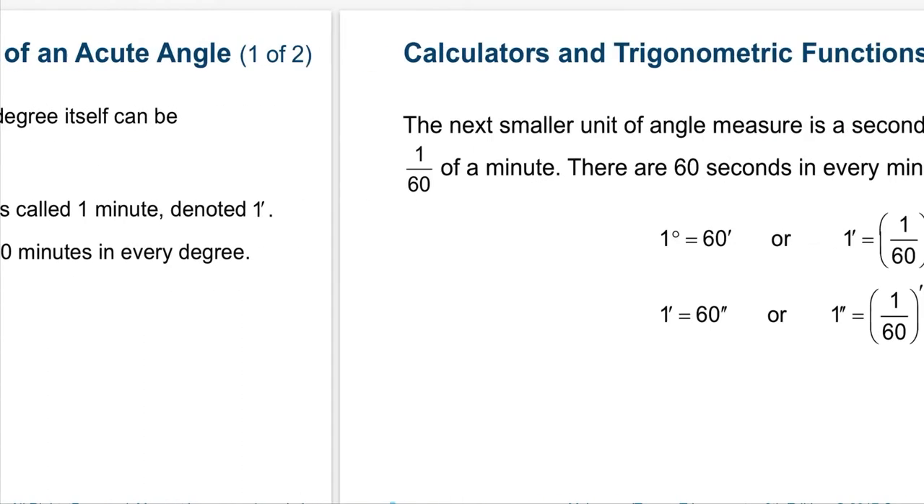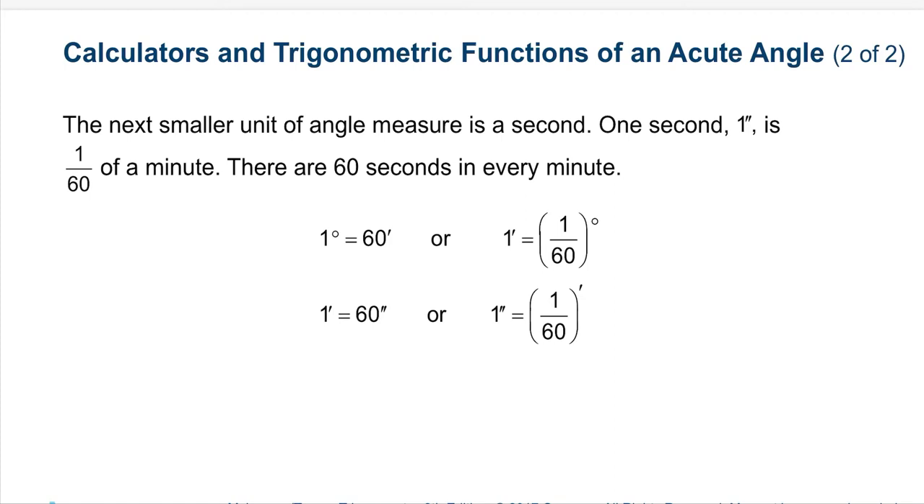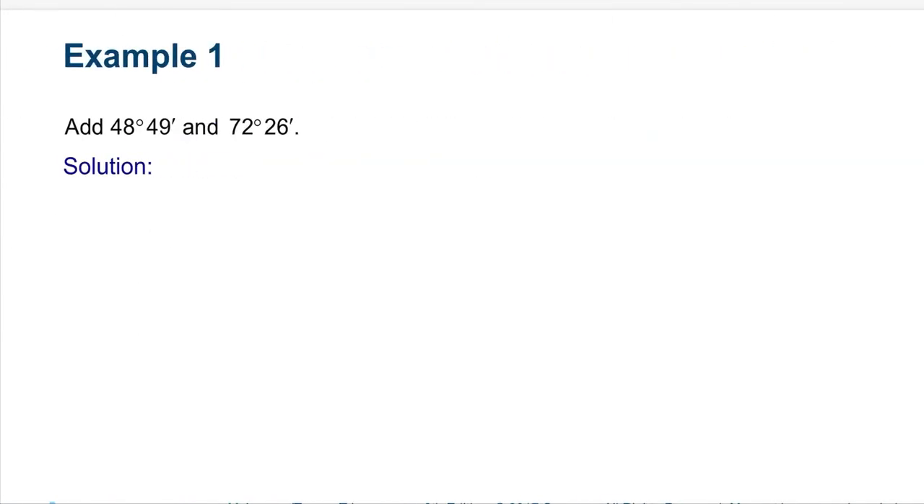All right. So you've got 60 minutes is equal to 1 degree, and equivalently, 1/60th of a degree is equal to 1 minute. And then you've got 60 seconds is equal to 1 minute, just like with time, and equivalently 1/60th of a minute is equal to 1 second. All right, so let's see how this works.